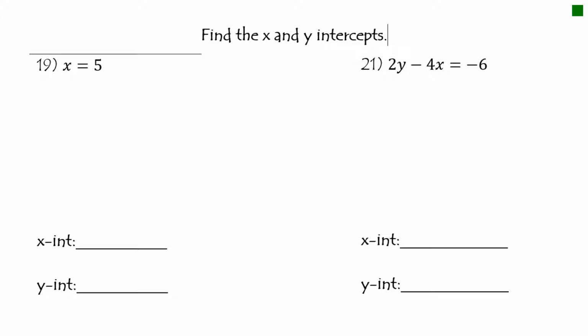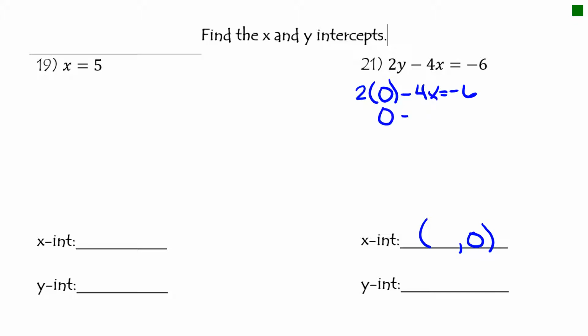Find the x and y intercepts. Okay, I got a hard one. I'm going to go backwards on this one. I'm going to start with 21. For the x-intercept, I'm going to look for x and let y equal 0. So I'm going to go up here. I'm going to put 0 in for y.